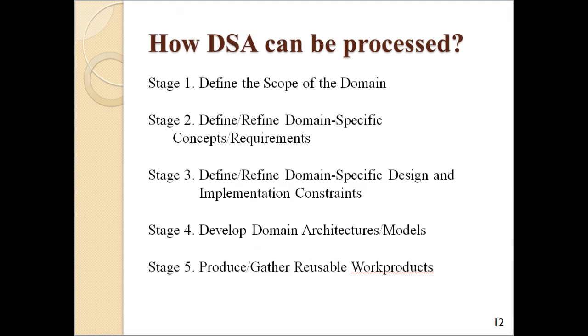So how can DSA be processed? Number 1 is define the scope of the domain. Stage 2, define or refine domain-specific concepts or requirements. Stage 3, define or refine domain-specific design and implementation constraints. Stage 4, develop domain architectures or models. Stage 5, produce and gather reusable work products.